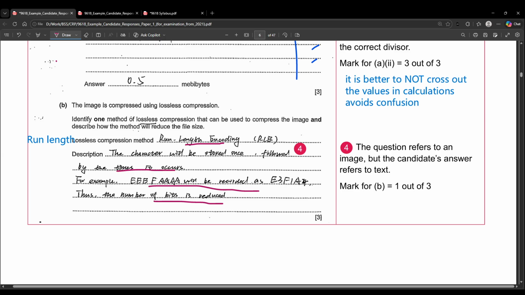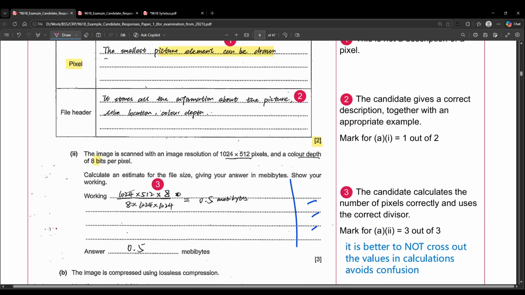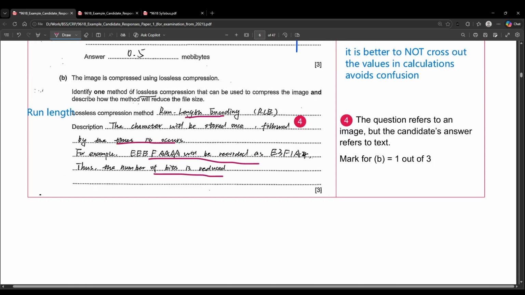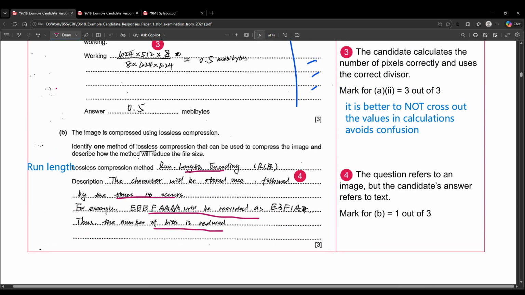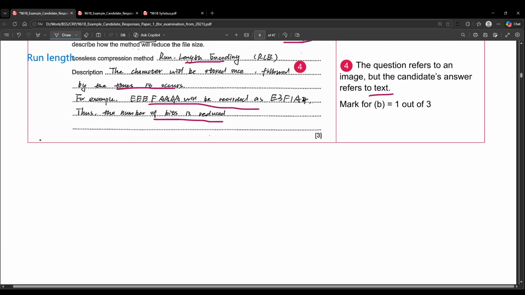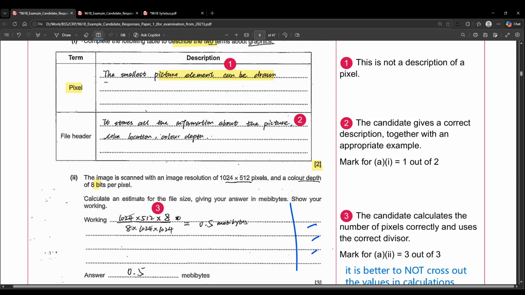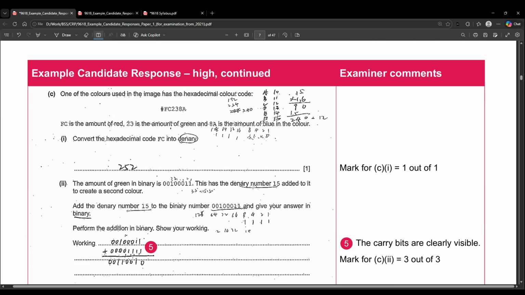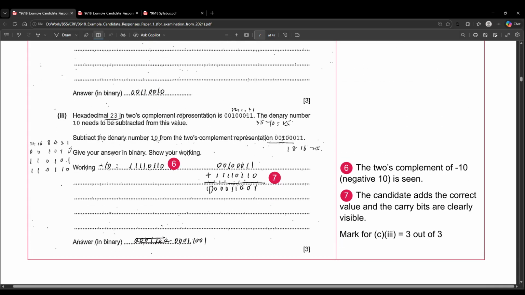The context, like I keep on saying, is very important. The context is image, and here what they're doing is explaining run length encoding. Even though the question says image, here they have explained it in text, so that is why they do not get the mark. The most important word that I always mention is context. Whatever the first 2-3 lines of the question are, you have to include them in every part of your answer. We can skip this.